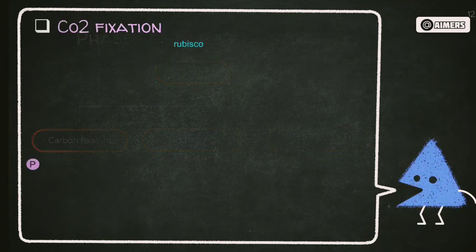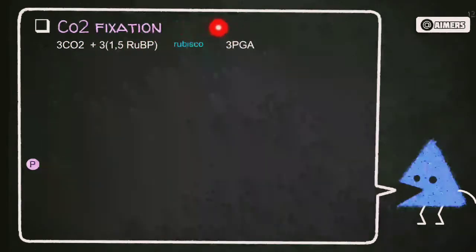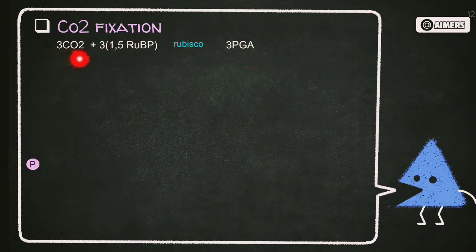So the first point is carbon dioxide fixation. Now what happens in carbon dioxide fixation? The reactants here are carbon dioxide and 1,5-ribulose bisphosphate, and the product is phosphoglyceric acid. Now we require 3 molecules of carbon dioxide.